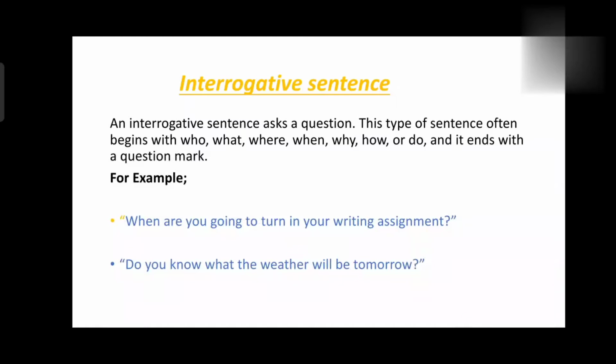The next one is interrogative sentence. What is an interrogative sentence? An interrogative sentence asks a question. This type of sentence often begins with who, what, where, when, why, do, and ends with a question mark. For example, when are you going to turn in your writing assignment? Do you know what the weather will be tomorrow?